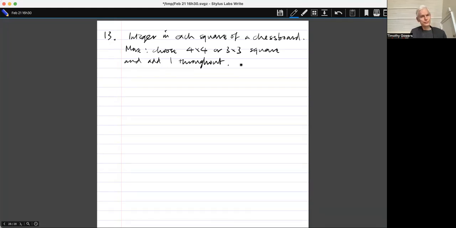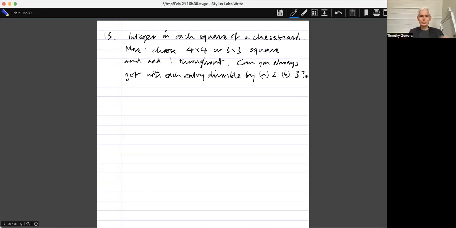Can you always... Oh, wait a minute. Yeah, so can you always get a table? Okay, it's starting to look hard, particularly if the answer is yes, because there are two parts. With each entry divisible by 2 and 3. Okay, so let's have a look at the 2 case first of all.